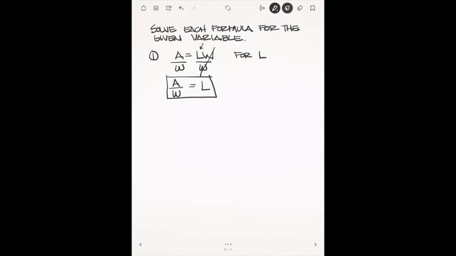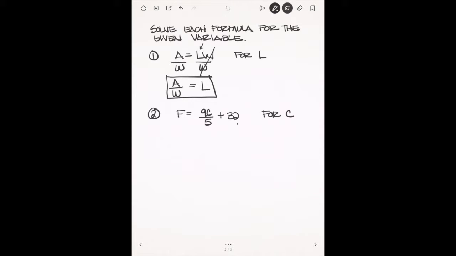All right, number 2. Suppose you have the formula for Fahrenheit. Fahrenheit equals 9C divided by 5 plus 32. And I want to solve this for C. I have an equation that if I knew Celsius, I could plug it into this formula and find Fahrenheit.